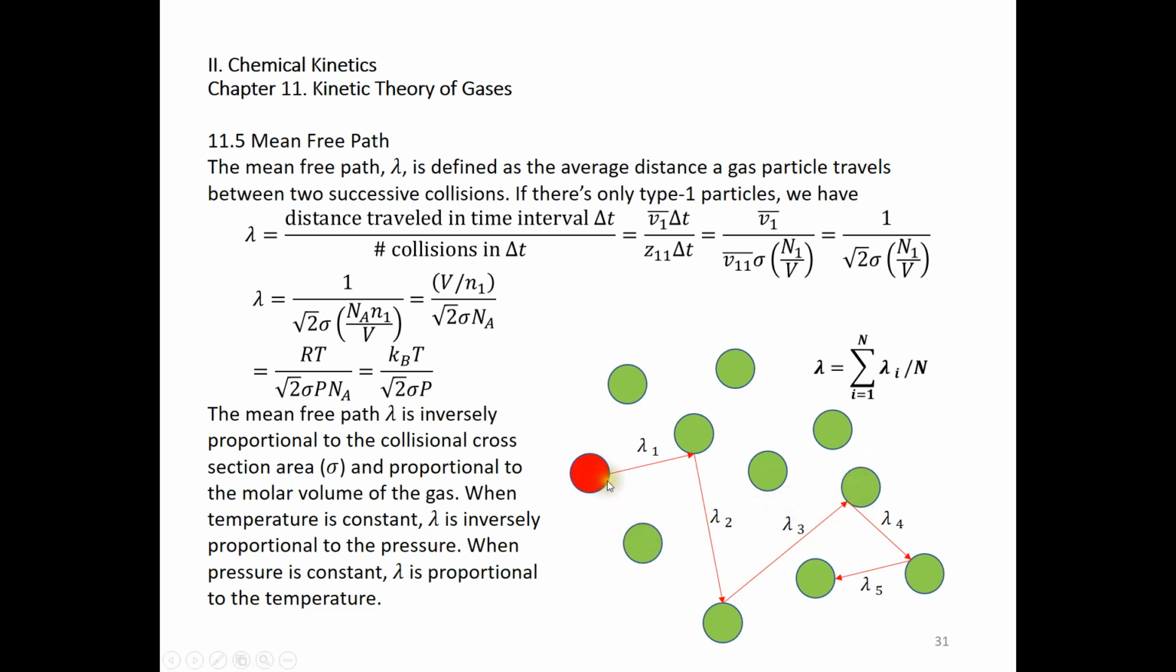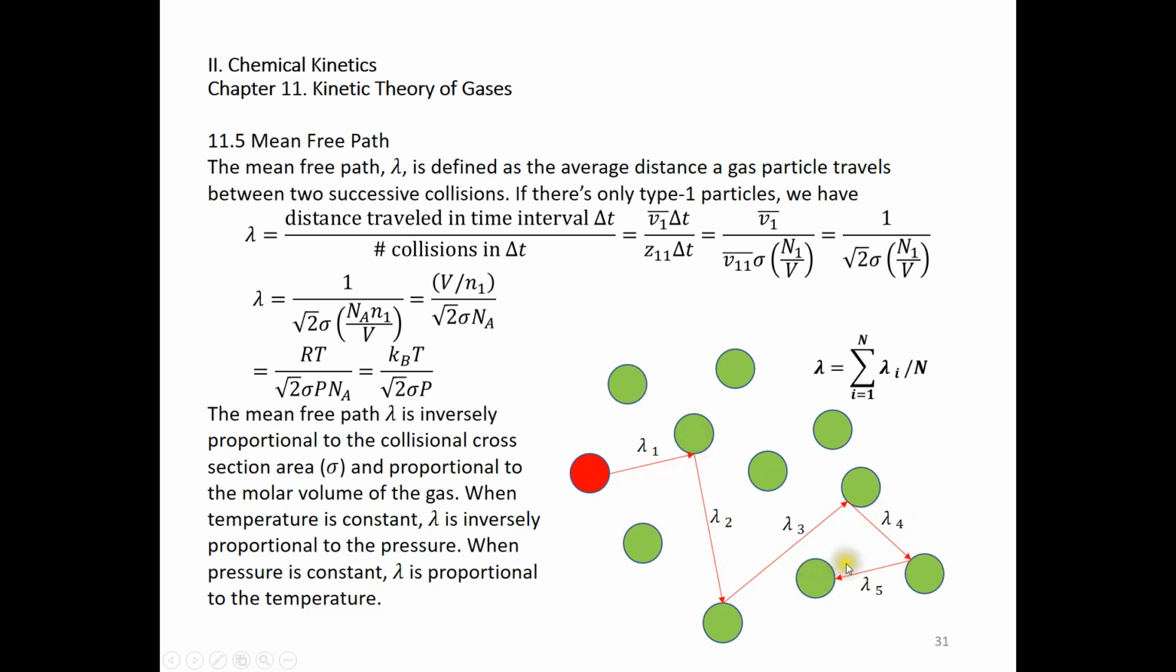So this red sphere is colliding with this green sphere, changes its direction, collides with the second green sphere, the third one, the fourth one, and the fifth one. And now this mean free path is just the average of lambda 1, lambda 2, lambda 3, lambda 4, and lambda 5. And over here we have an equation, the sum of all those segments divided by the number of segments. And also you can see the number of segments is equal to the number of collisions. 1 collision, 2, 3, 4, 5.